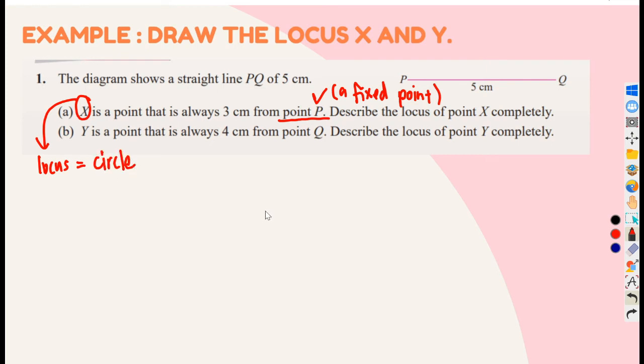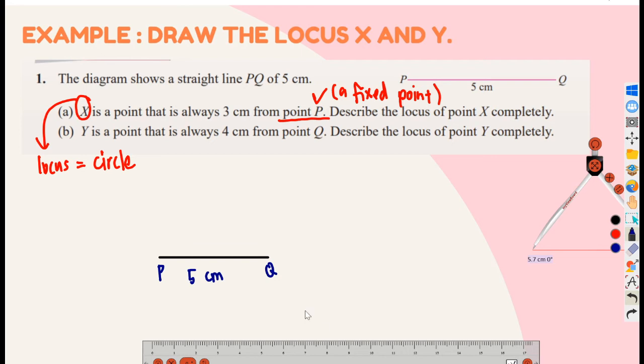Okay, now this is the PQ. I draw this one again. The teacher has already drawn this one. The same thing, PQ, is a straight line. As you can see, this one is a straight line.